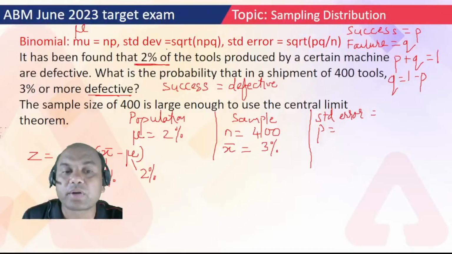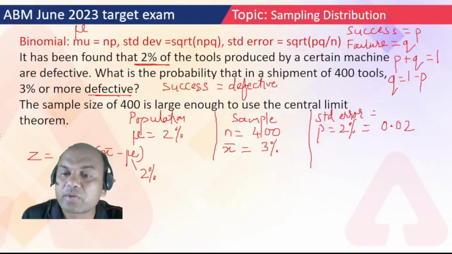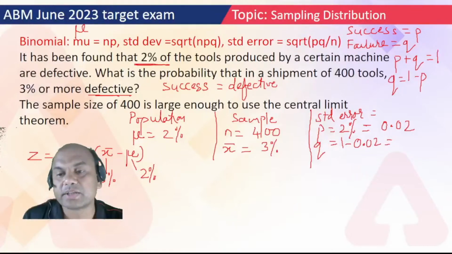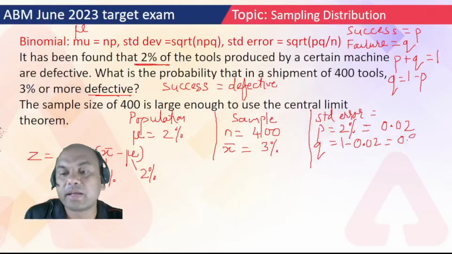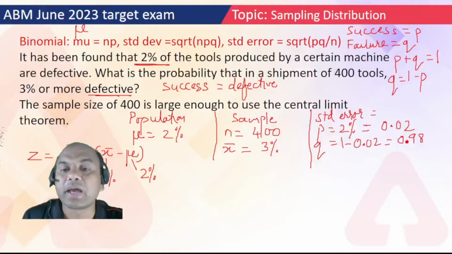Now I've got P, I've got Q, and N. What is the formula for this? See this, PQ upon N. P I have, Q I have, and N I have. So I'll just find out the standard error. Standard error equals square root of PQ upon N, which is 0.02 into 0.98, upon N. N is 400. So do the calculations now.